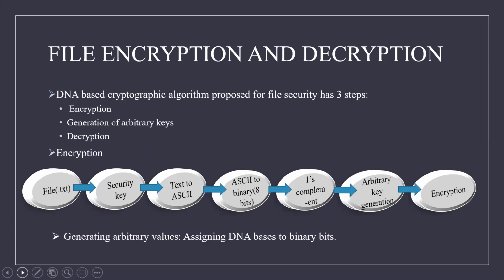Another application is file encryption and decryption. This algorithm has three main steps: encryption process, generation of random values, also called arbitrary keys, and lastly, decryption process. To encrypt a file, a sender considers a text file. Then a random key value is entered. Input text is then converted to corresponding ASCII values. These ASCII values are converted to 8-bit binary form. One's complement is applied to these bits to obtain binary code, which is then represented in DNA base code form, which we saw earlier. Bases are paired as a couple, and the final 4-bit code is converted to decimal value to obtain the encrypted message.